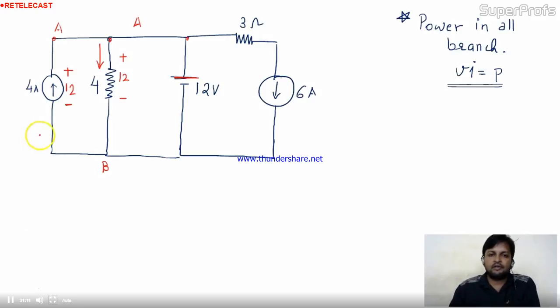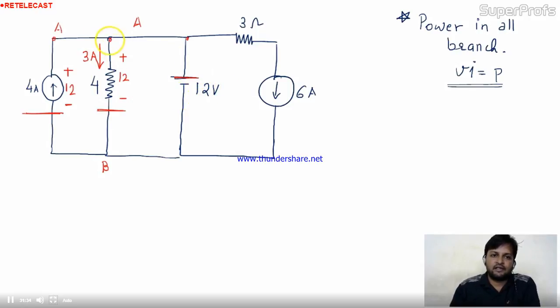Ohm's law, simple, V equal to Ri. V is given 12, R is given 4. So current in this circuit is 3 ampere. So we can easily calculate the power here. We can easily calculate the power in this branch also. What about this? We need current here. So easily we can find out the current.